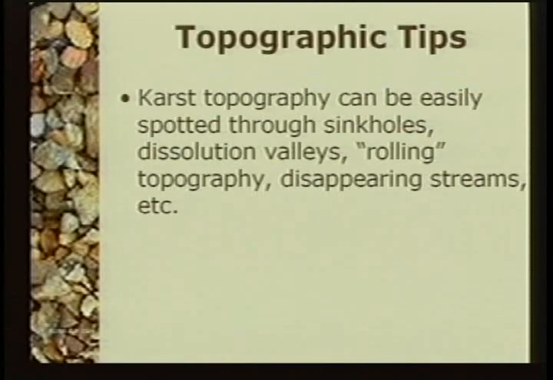Karst topography on a topographic map can be pretty easily spotted because of the sinkholes, because you do see that rolling topography. You see areas of uplift, little hills, and you also see those sinkholes. You can oftentimes pick out some of these disappearing streams.